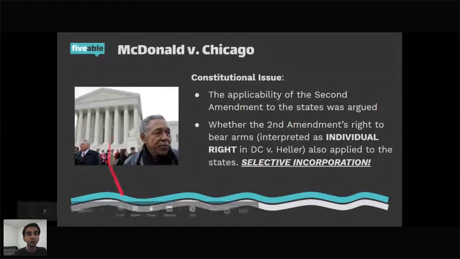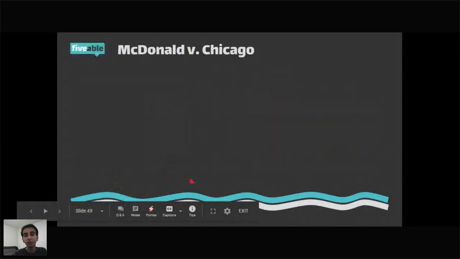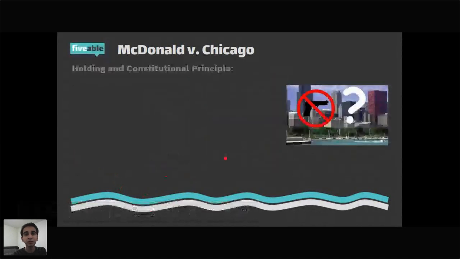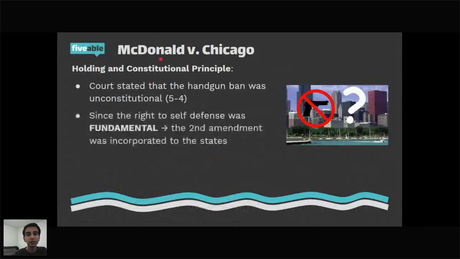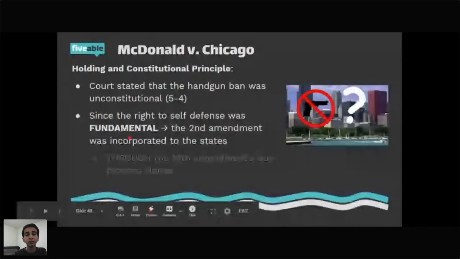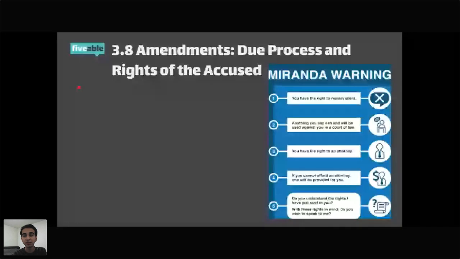Okay, so it's almost like you could fill in the blanks if you're asked a question like that. In terms of the holding and the constitutional principle, the court stated that the handgun ban was unconstitutional in a 5-4 ruling, and they said since the right to self-defense was fundamental, the Second Amendment was incorporated to the states. So again, through the 14th Amendment's due process clause. So always, always, always, if you know it's a selective incorporation case, follow those steps or outline that for yourself. It's always those few steps. Okay, so hopefully that makes sense.